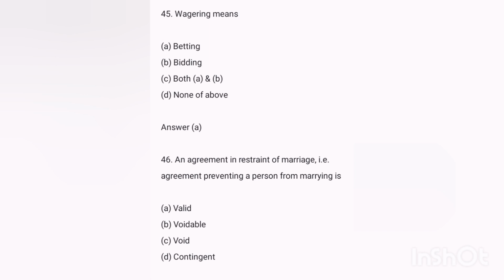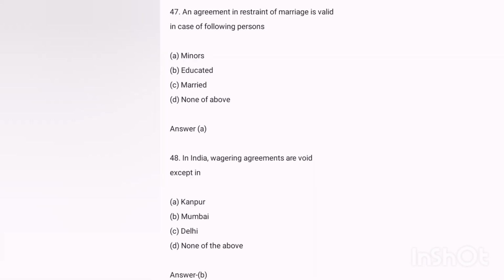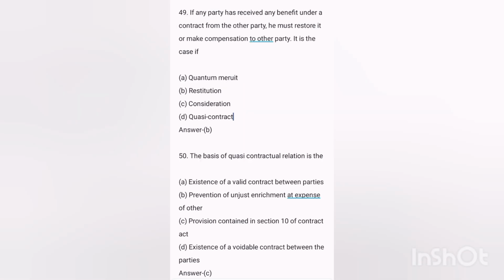Next, an agreement in restraint of marriage, i.e., an agreement preventing a person from marrying, is void. Next, an agreement in restraint of marriage is valid in case of the following person. Answer is a minor. Next, in India, wagering agreements are void except in Mumbai. If any party has received any benefits under the contract from the other party, he must restore or make compensation to the other party. Answer was B.